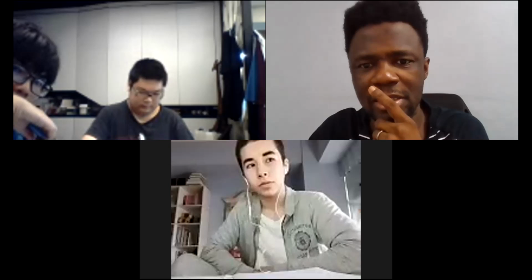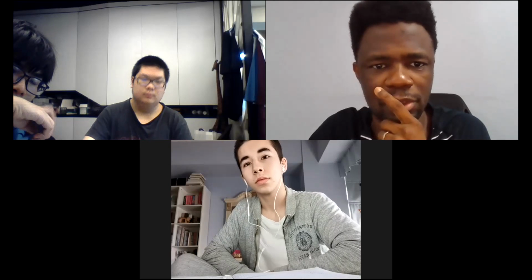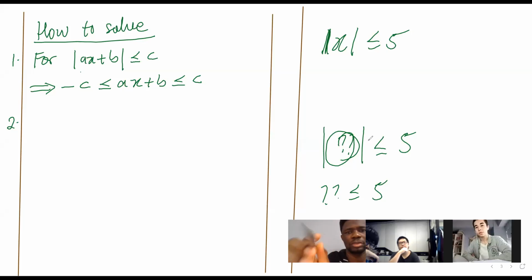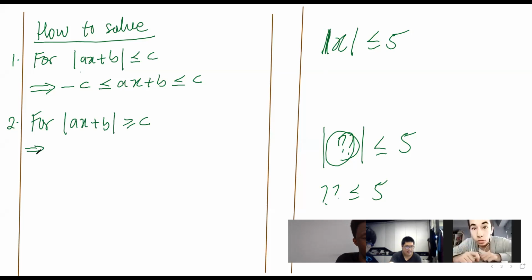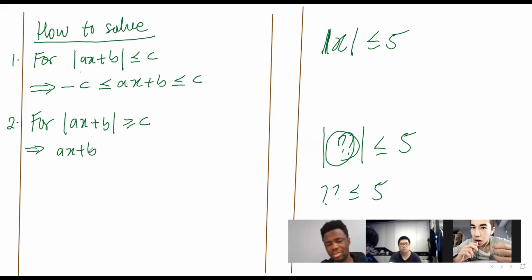So that's that. Go back to the screen. Let's write this properly. For absolute value, let's write this together. Tell me what to write. If it is greater than or equal to C, it implies what? What is the first one? AX plus B is bigger than or equal to C. Start from the left. Which one is on the left? Picture the graph on the left.